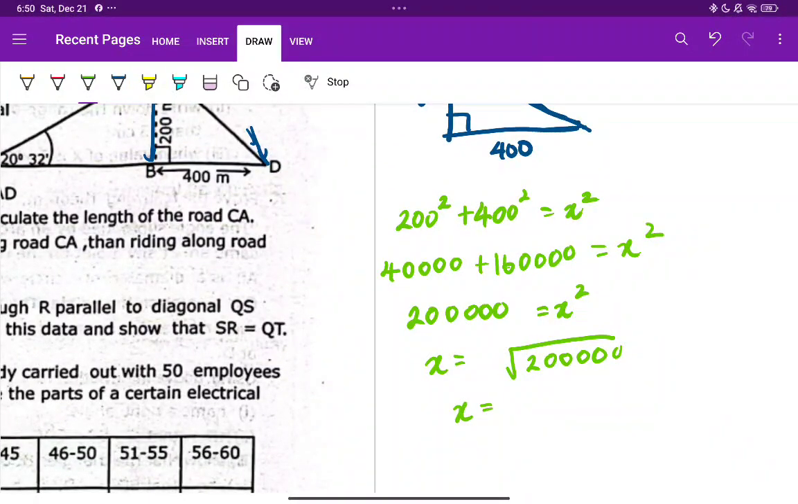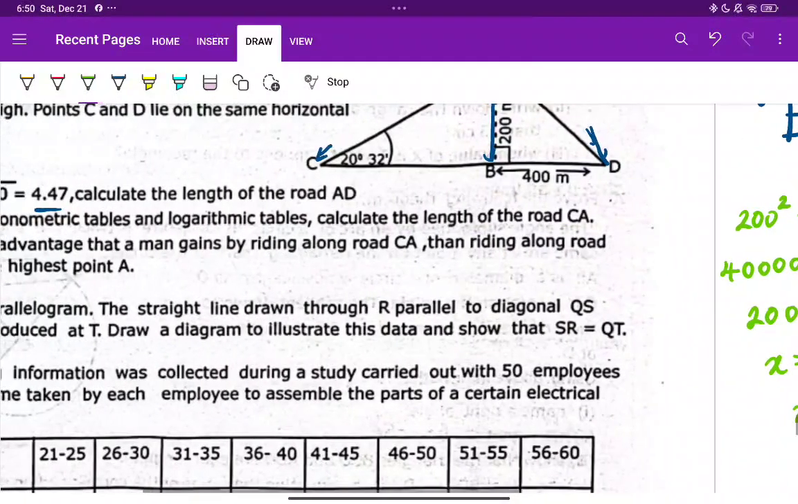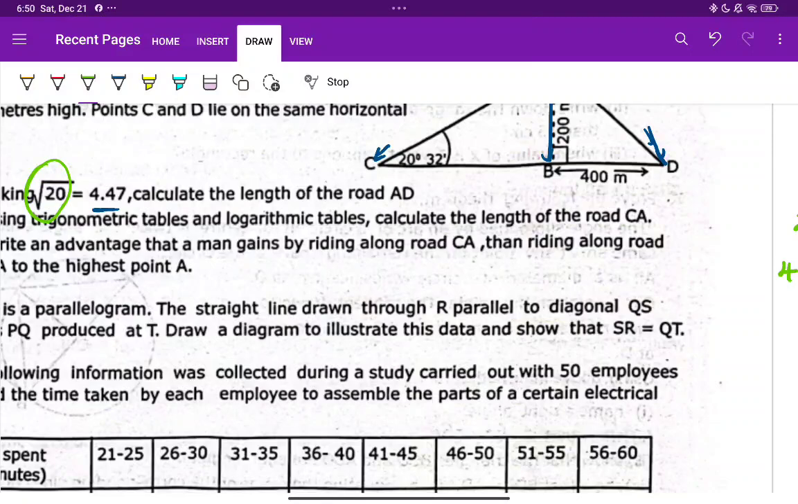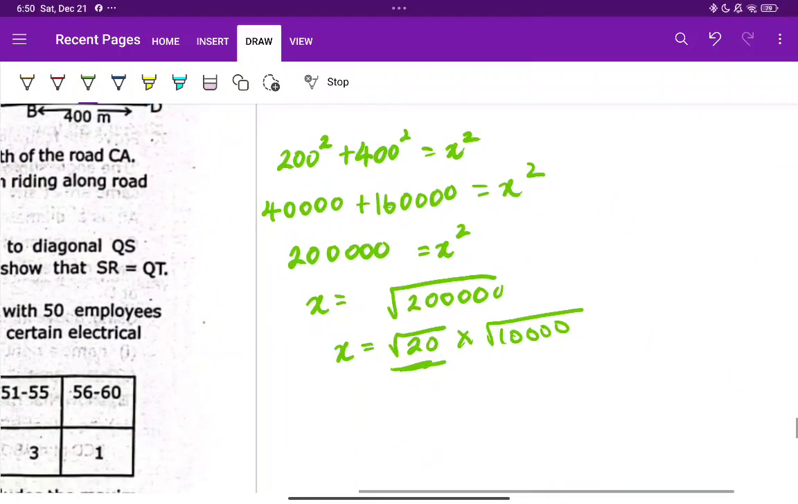Then we can split this, because this is an entire third. This can be written as 20 times 10,000. Why did I split this as 20 times 10,000? Because they have asked us to use the root of 20, so there might be some use for that. So x would be root 20 into the square root of 10,000, which is 100.